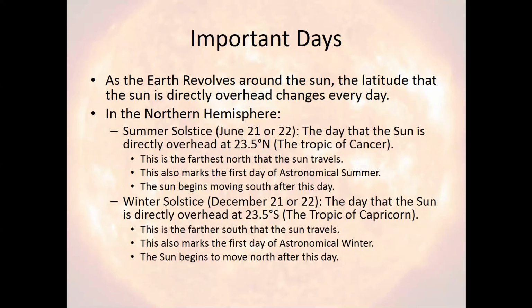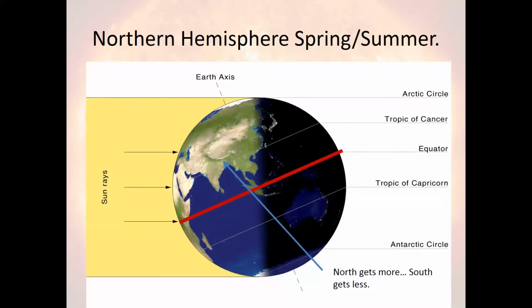So this is just an image of the Earth right around the summer solstice. At this point, the sun is directly overhead. So the sun's over here somewhere. And it's directly overhead at 23.5 degrees north. In this case, if you take a look, the northern hemisphere is getting a lot more sunlight.